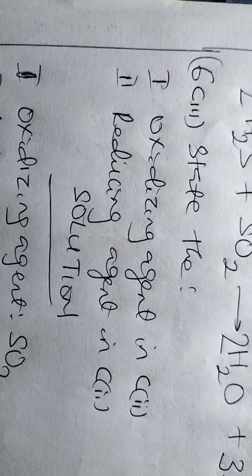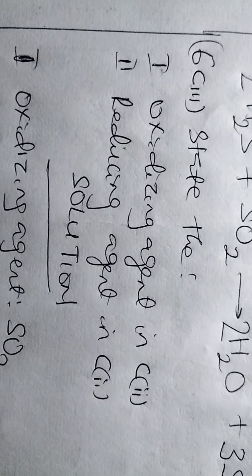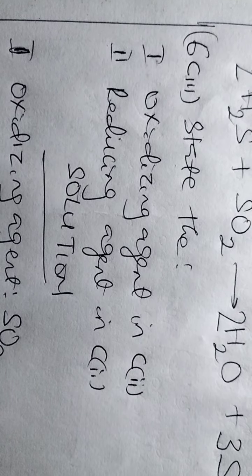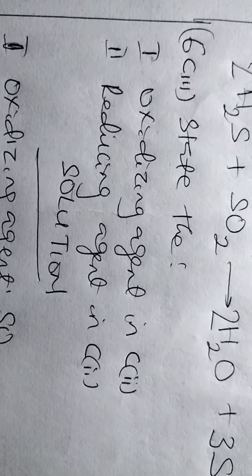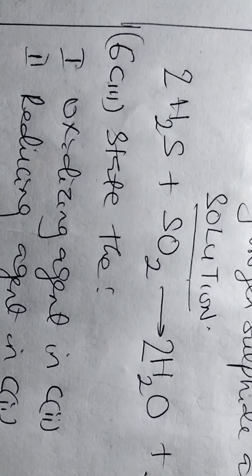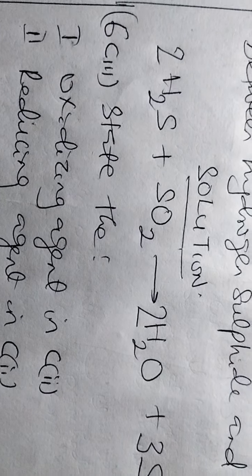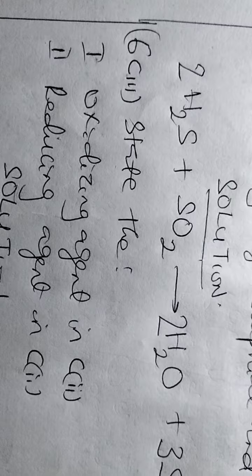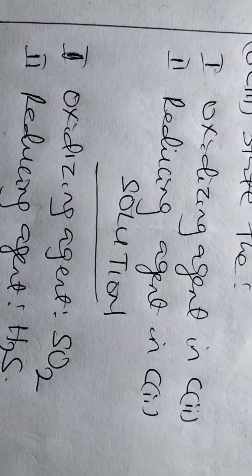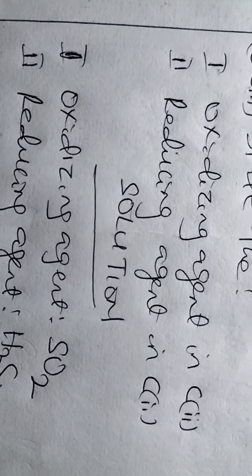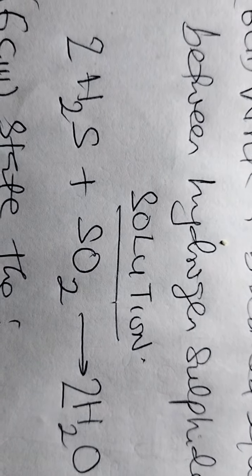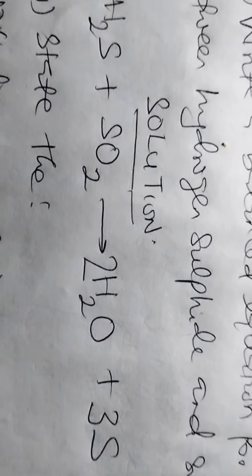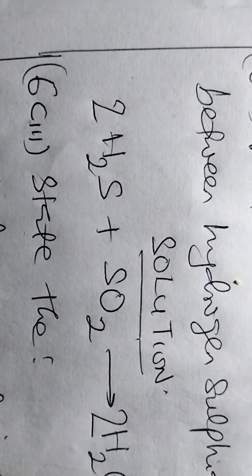CCIII says state the (I) oxidizing agent in CCII, (II) reducing agent in CCII. CCII is this equation between hydrogen sulfide and sulfur IV oxide. So let's go to the solution. Solution I, the oxidizing agent there is SO2. Why is it SO2? Because if you go to the equation, the oxidation state of sulfur in SO2 on the reactant side is +4, and then on the product side is 0. So the oxidation state of SO2 decreases from +4 to 0.